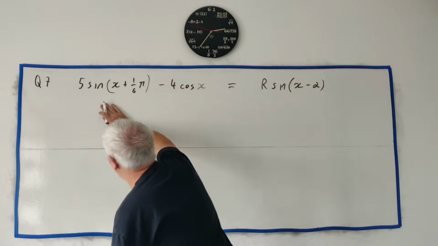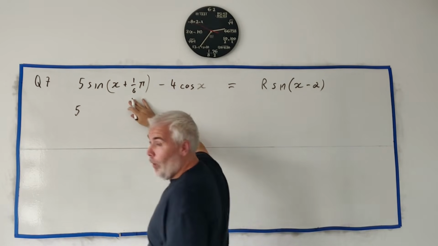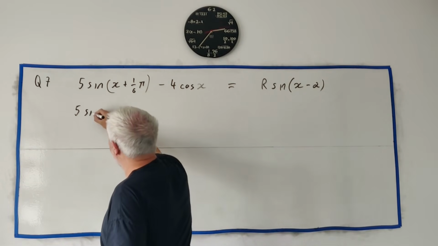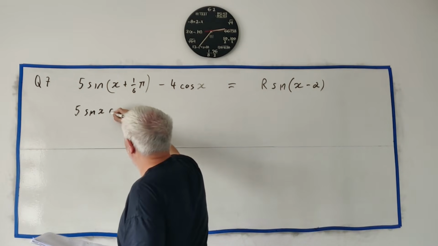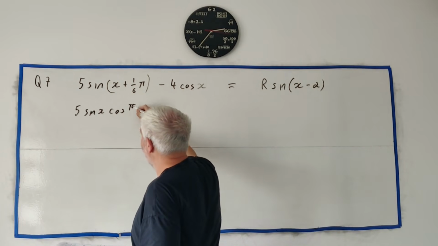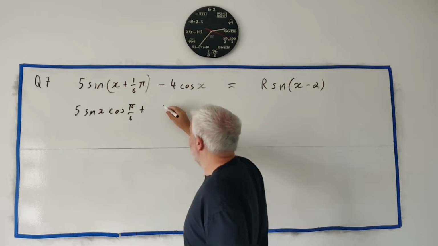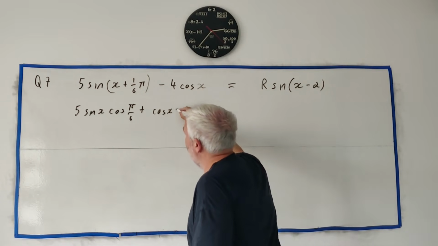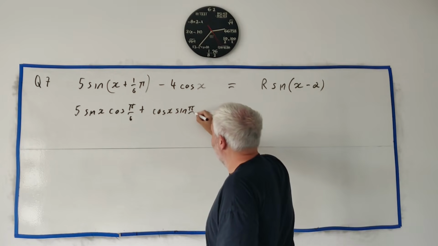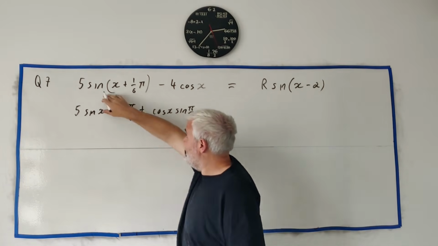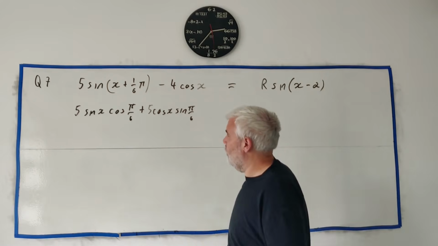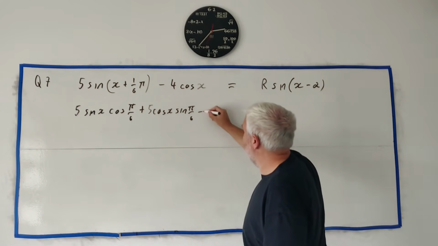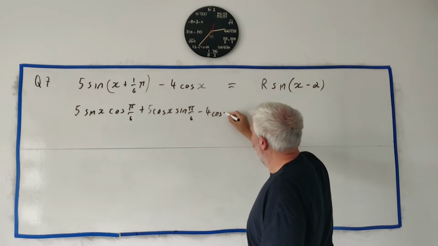To do that, let's remember what sine of two angles is. It is sine of the first angle multiplied by cosine of the second angle, plus cosine of the first angle multiplied by sine of the second angle. That's this expanded. Sorry, it should be a 5 here as well. And then we still have the minus 4 cosine x.